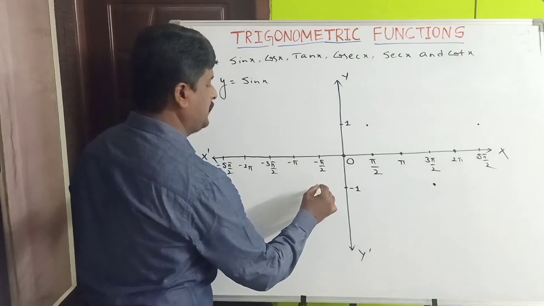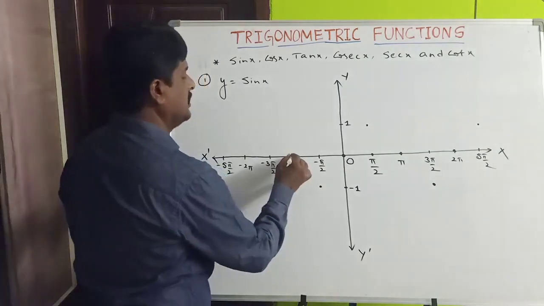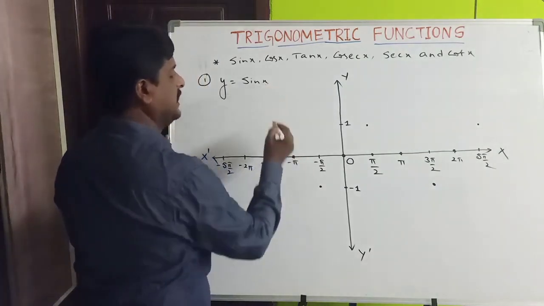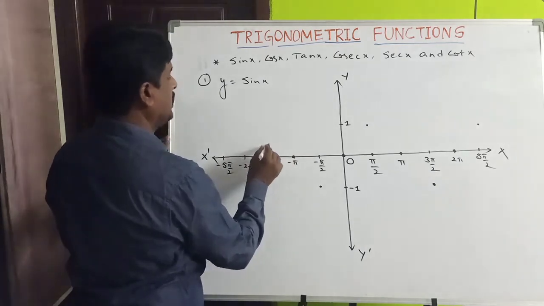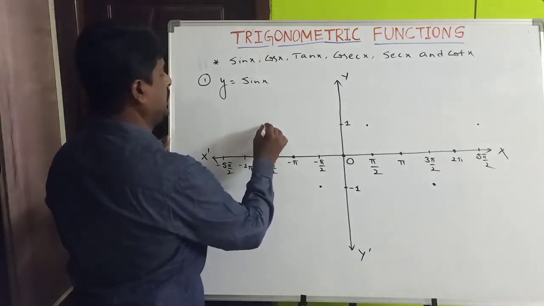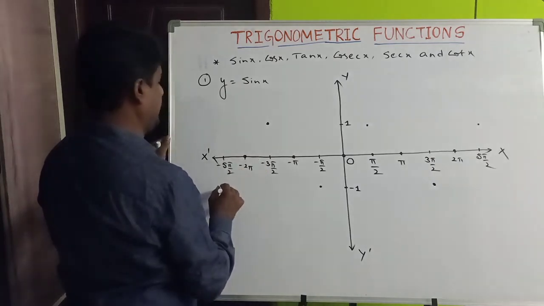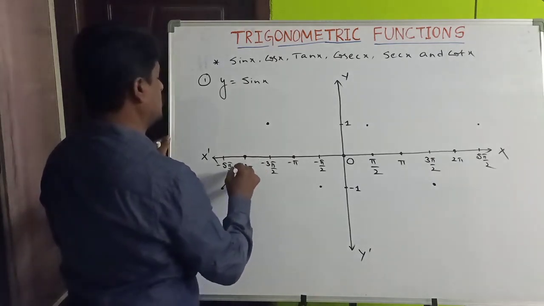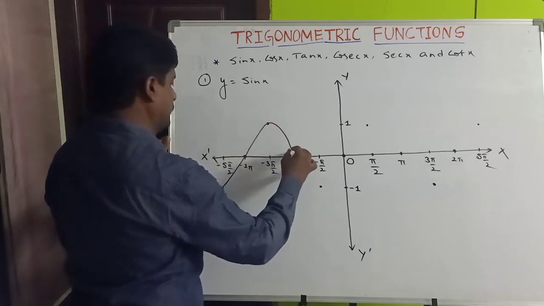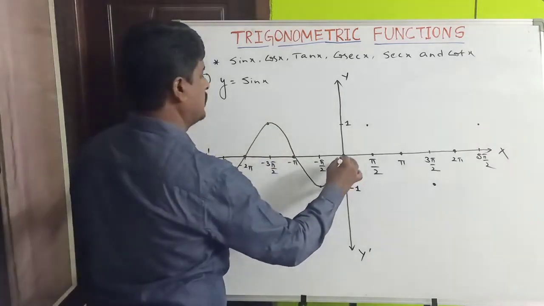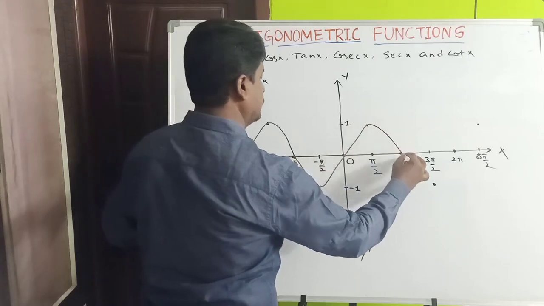When x is minus pi by 2, it is minus 1. When x is minus pi, sin of minus pi is 0. When x is minus 3 pi by 2, it is 1. At minus 2 pi it is 0. At minus 5 pi by 2 it is minus 1. So this is the graph of sin x.